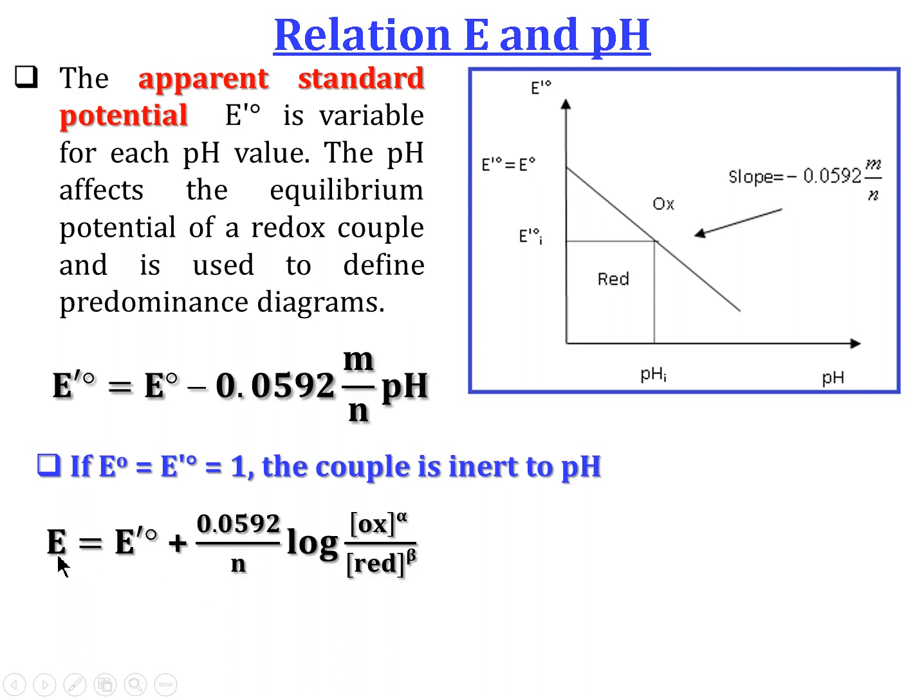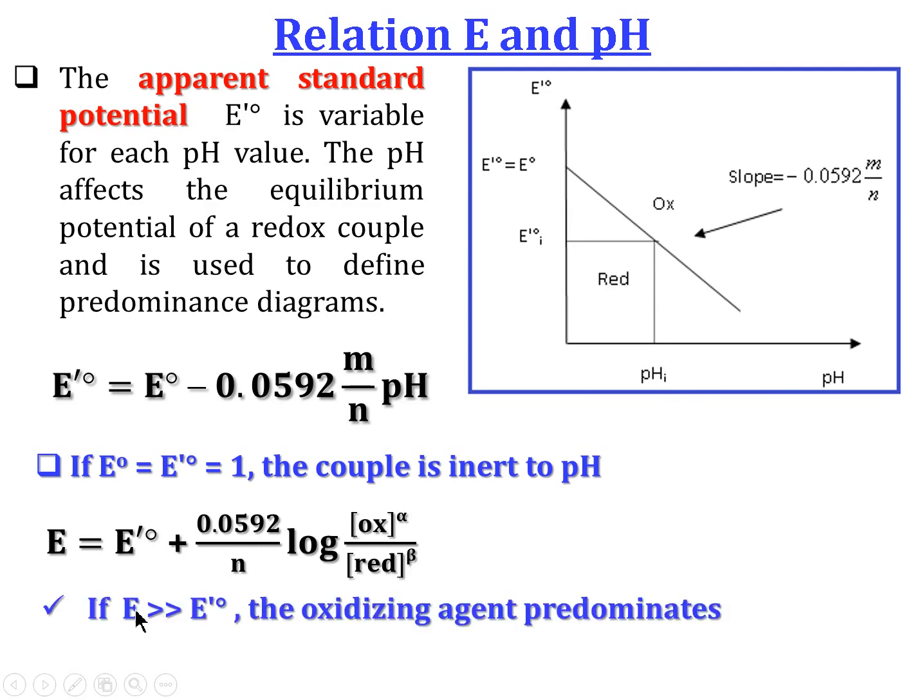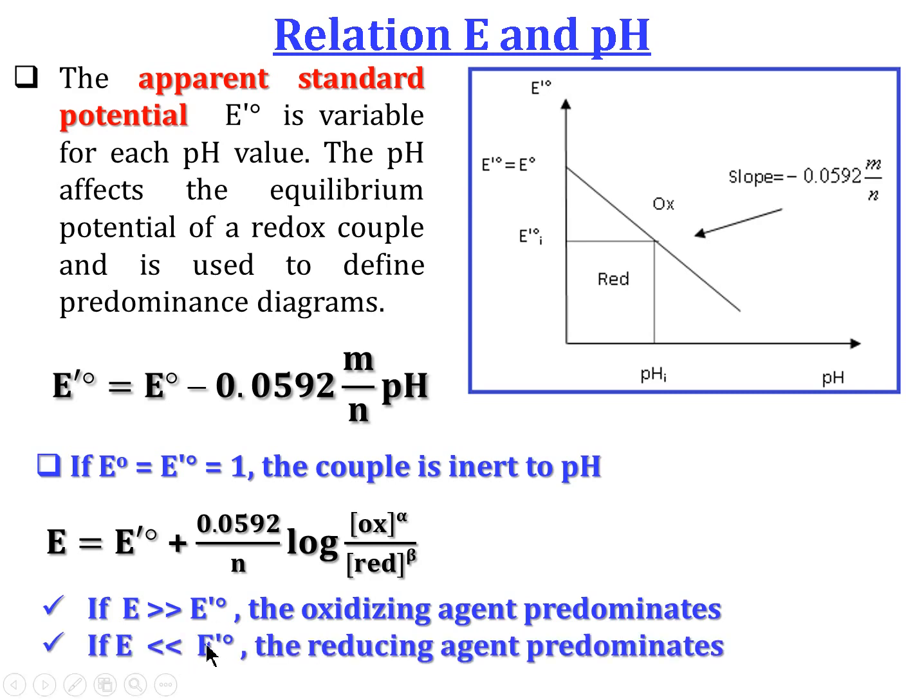And E equals E prime 0 plus 0.0592 divided by n log concentration of ox to the power alpha divided by red to the power beta. That means if E is greater than E prime 0, log ox over red will be positive, and in this case the oxidizing agent predominates. And if E is less than E prime 0, the reducing agent is the predominant one.